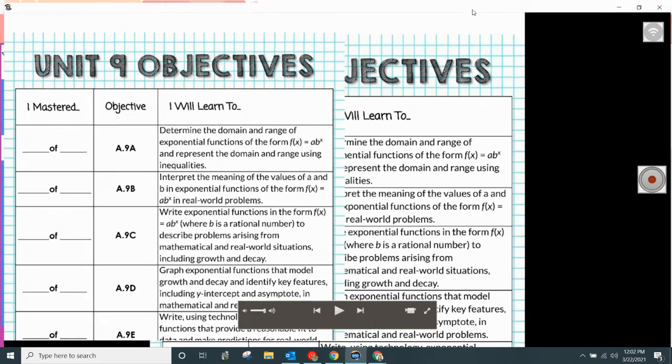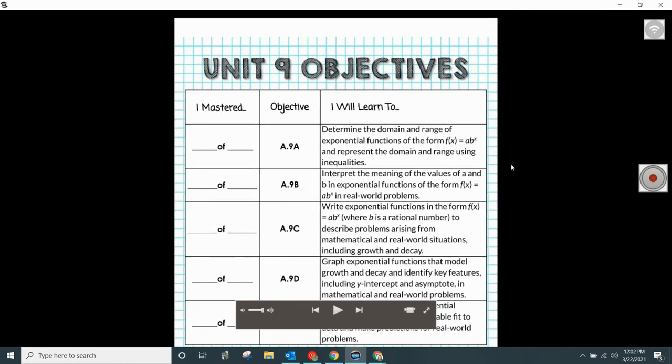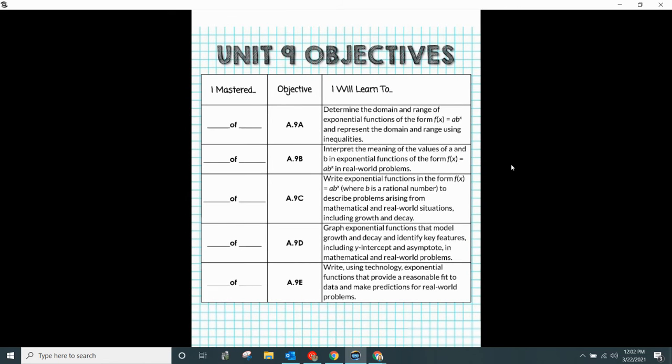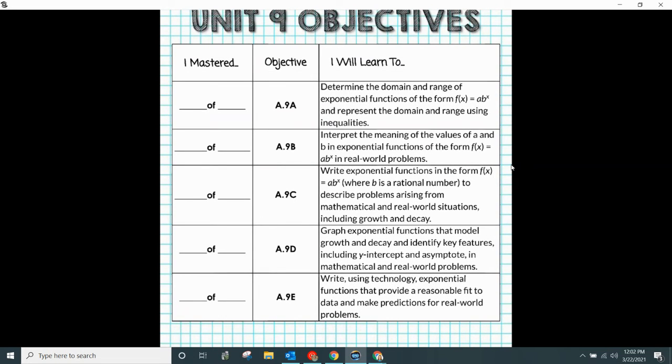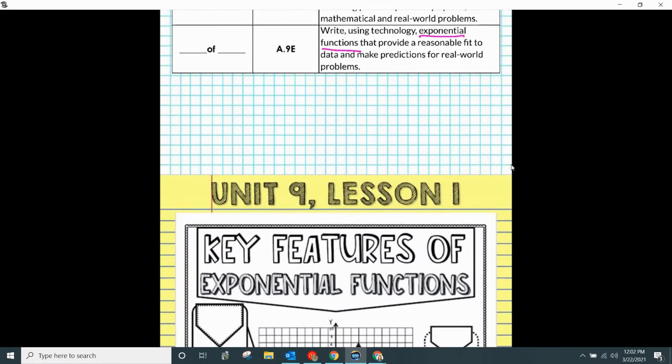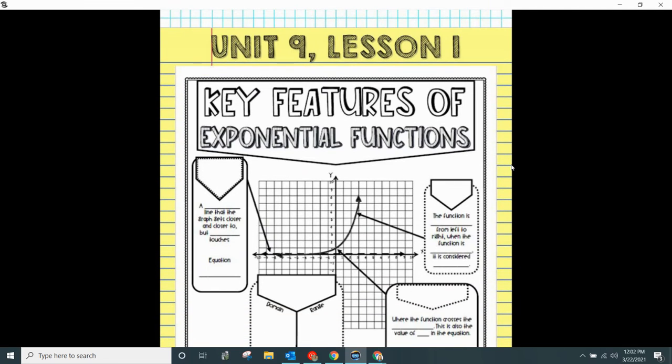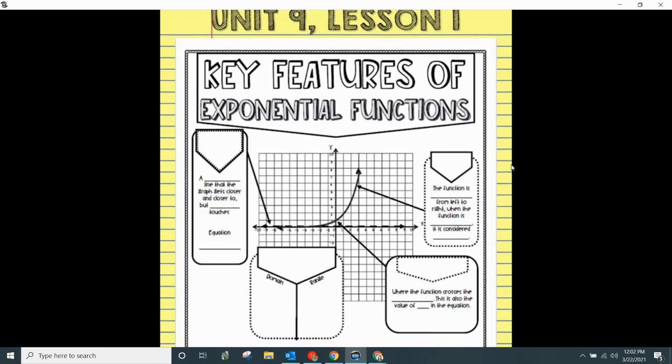So let me pull up the notes here. So here they are. Oh, they're little. There we go. So here's your objectives. This is what we're going to learn in Unit 9. So you'll notice there's a recurring theme here, it's about something called exponential functions. Again, exponential functions. So this whole unit is talking about exponential functions. This is a new type of function that we have actually seen, but we haven't talked about the key features. So that's where we're going to start. What all does an exponential function have to do with?